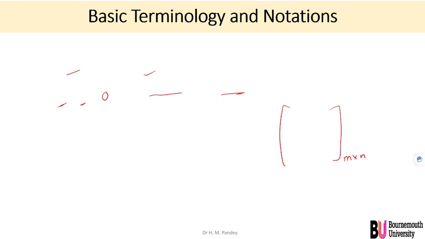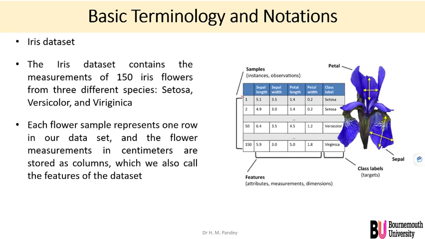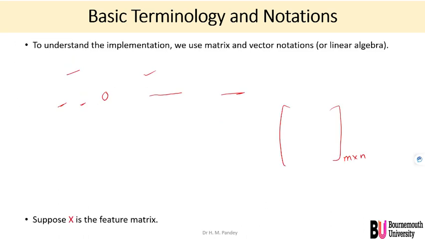Let me go back and show this to you. How many rows? 150 rows. And how many columns? 3 columns. Sorry, 4 columns. Column number equal to 4 and rows are 150. So this is the thing we discussed now.